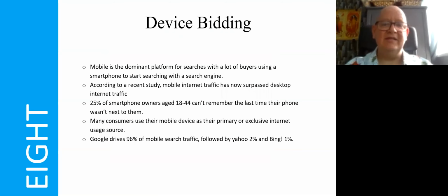And again, this is going back to devices now. So device bidding. A few stats. Mobile is a dominant platform for searches now, with a lot of buyers using a smartphone to start searching with a search engine. According to a recent study, mobile internet traffic has now surpassed desktop internet traffic. 25% of smartphone owners aged 18 to 44 can't remember the last time their phone wasn't next to them.